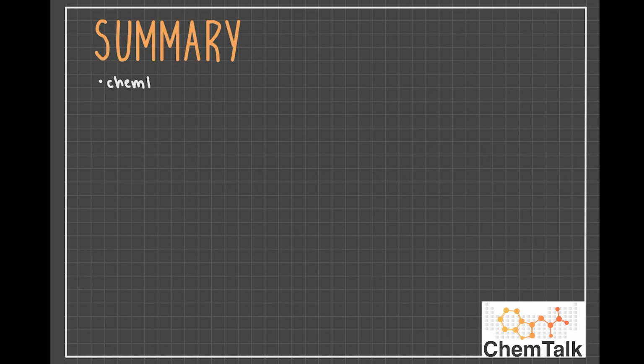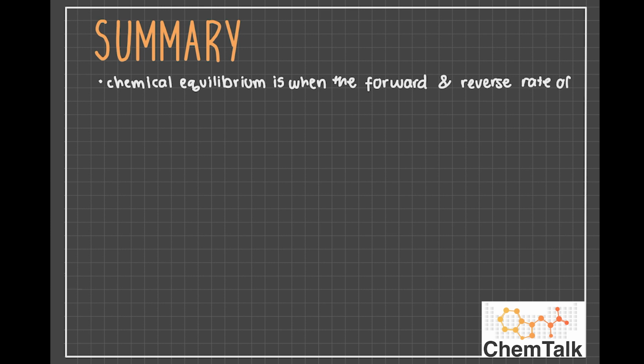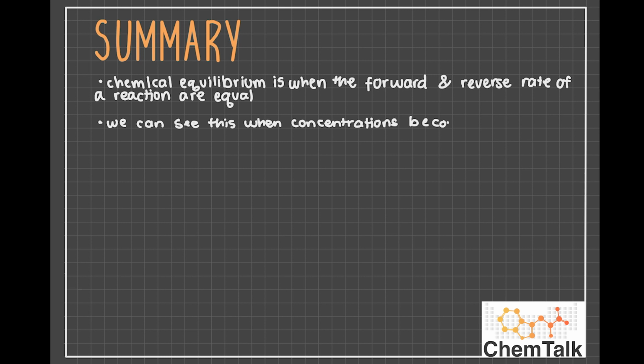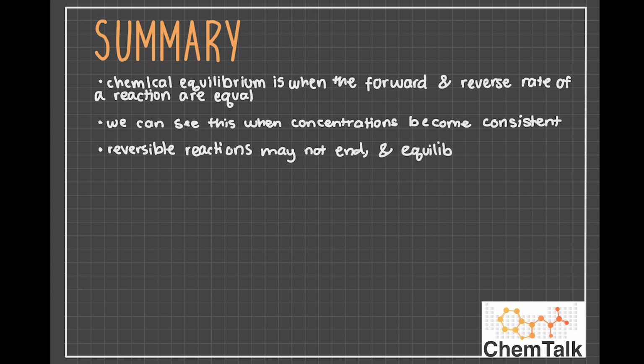Now, before you go, let's recap what we covered today. Chemical equilibrium is when the forward and reverse rate of a reaction are equal. We can see this when the concentrations of reactants and products become consistent at a point in the reaction. These reactions never end, but equilibrium may be disturbed by changes in temperature, pressure, or concentration. And equilibrium reactions are present in even our bodies, such as the reaction between Hb and oxygen, and this keeps us healthy.